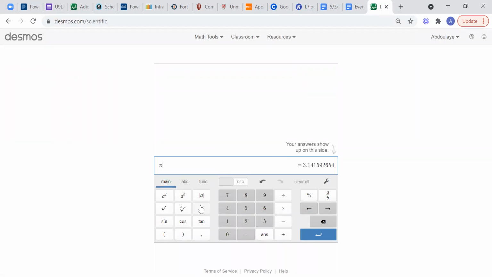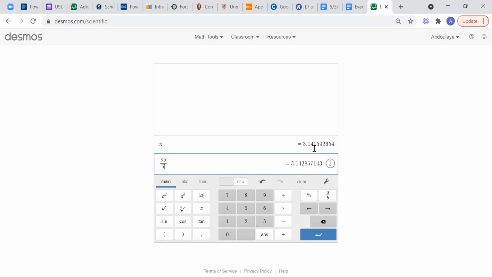As you can see, it says your answers show up on this side, and since this is the only digits this calculator could accommodate, that's 9 digits after the decimal point. It's still unending. And sometimes if I also put 22/7, say, it gives me almost the same value of pi.